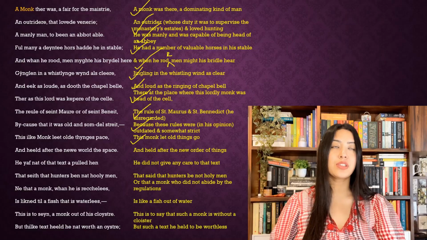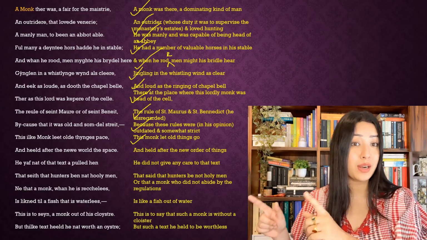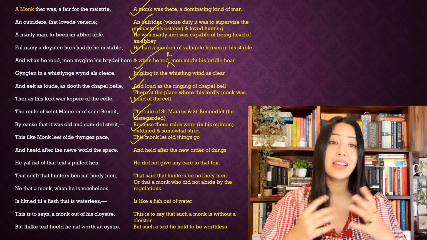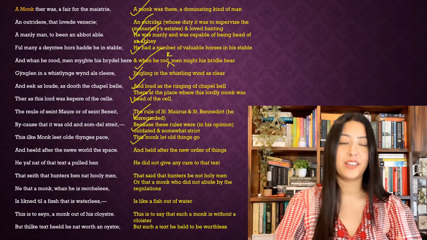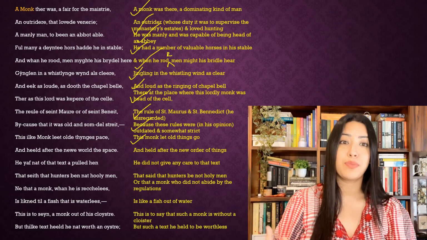And you see, Chaucer is using the same kind of satire, the same kind of irony that he used to describe the prioress to describe the monk. Here too, it is irony, it is a satire. This character of the monk is not who a monk should be, or not how a monk should behave.